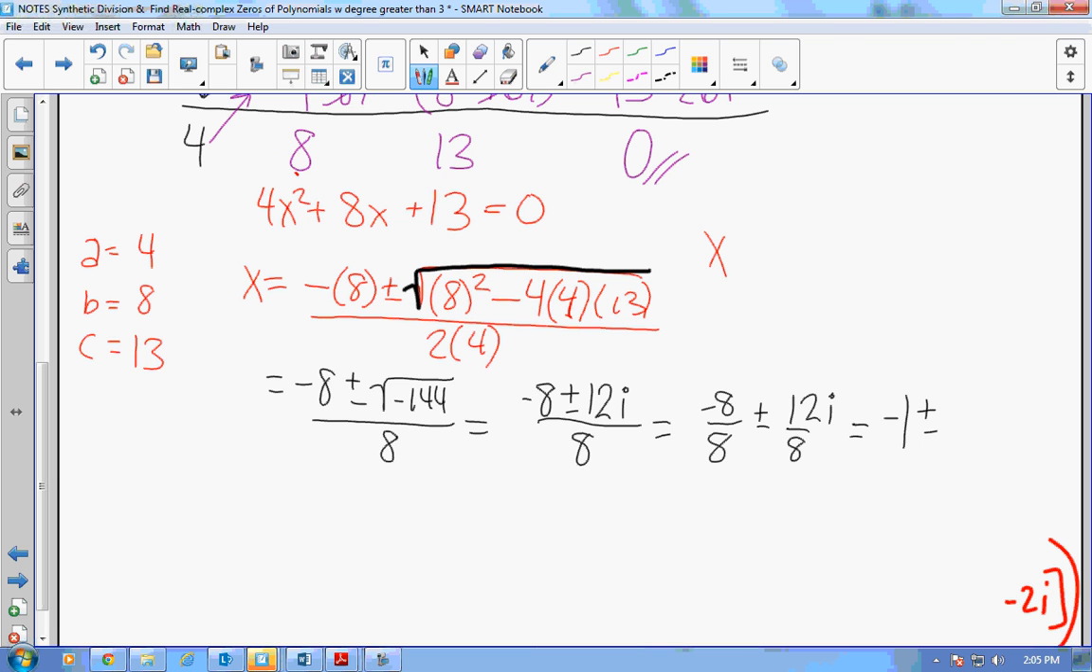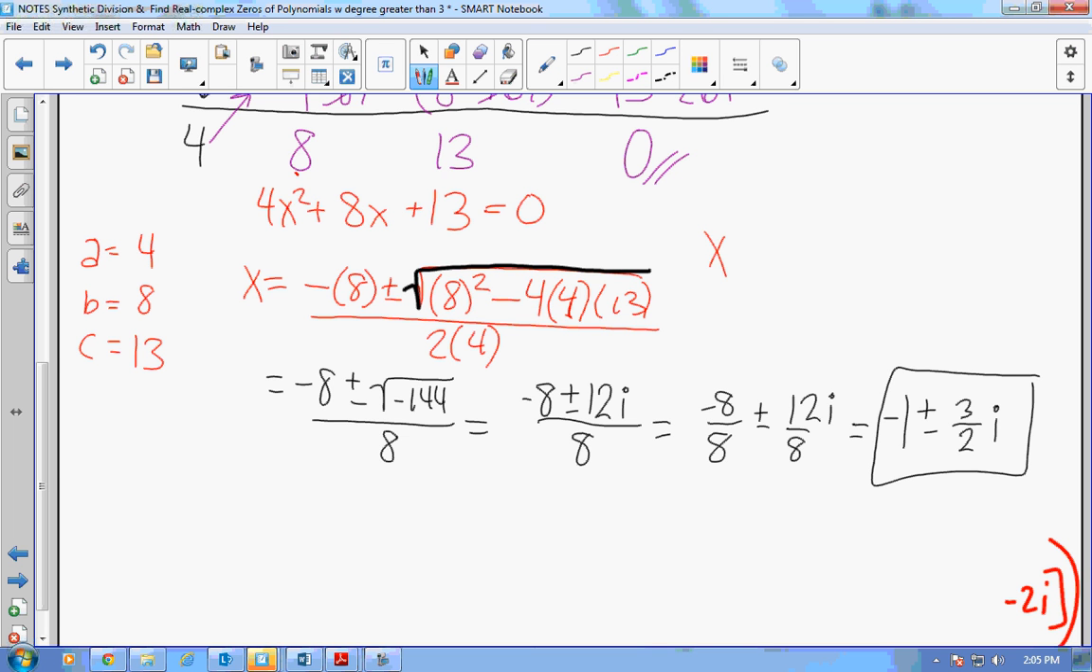Daniela, what's 12/8 simplified? You have to divide by 4. Well, 3 over, oh, you're right. I'm sorry. Okay? These are two answers because of the plus and minus. They're conjugates because they're exactly the same except for one is plus and one is minus.